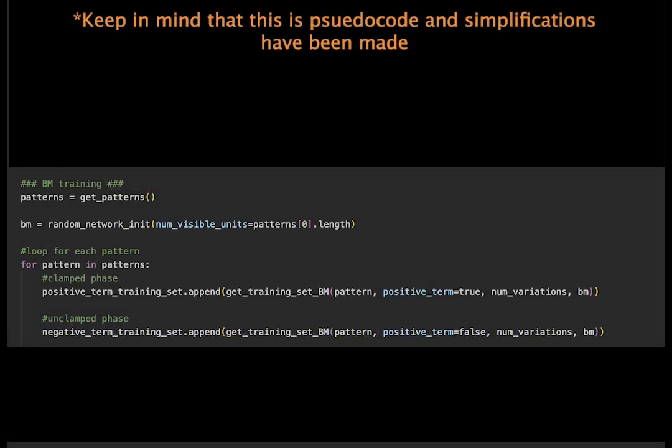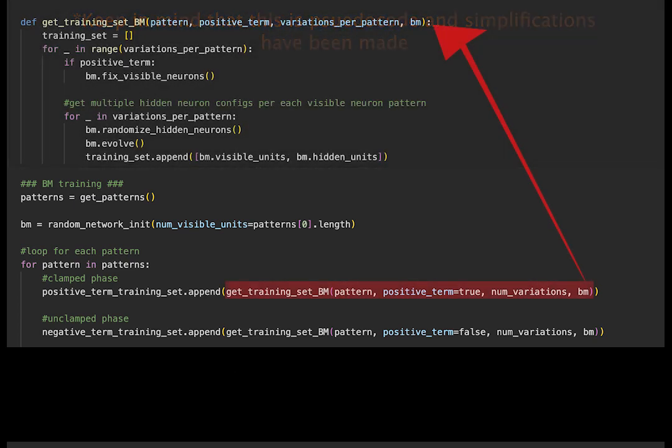Let's walk through some pseudocode outlining the training algorithm. There will be a clamp phase where the visible neuron values are fixed in place, and an unclamp phase where the visible neuron values are fluid. During the clamp phase, given a training pattern, we'll randomly initialize the hidden neurons and allow the network to stochastically evolve to a minima. This will give us one visible hidden unit pair.